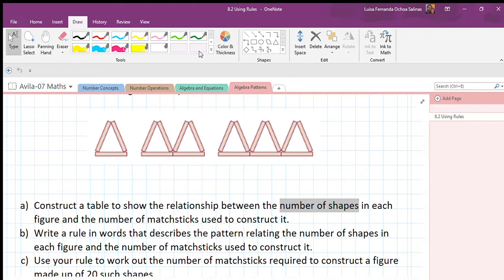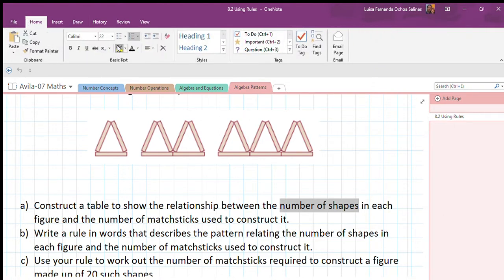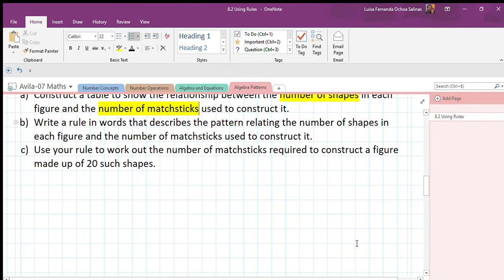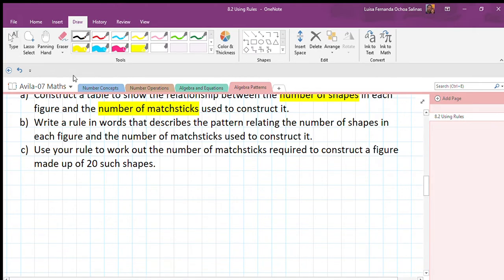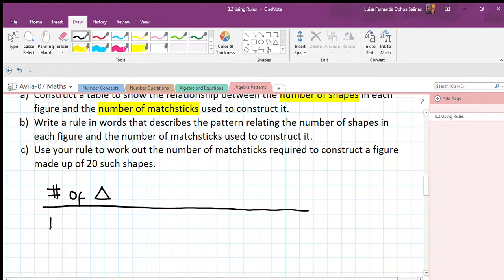Can I highlight this? Number of shapes and the number of matchsticks. Okay, good. So I'm going to do that first. To do that, we're going to create a table. You're going to do exactly the same. Your table is going to have number of triangles. I hope yours is much more straight than mine. A number of sticks. I'm going to call it sticks.